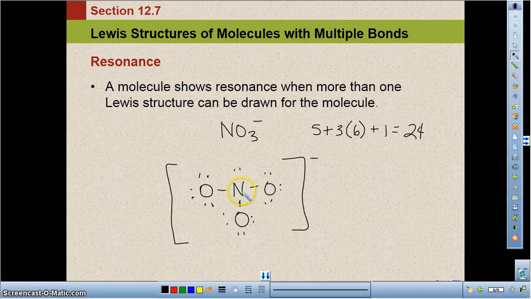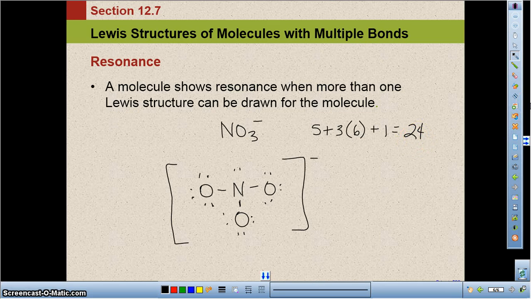Now that we know that the octet rule has been met for each element in the ionic species, we're going to count total electrons. So let's start here with 2, 4, 6, 8, 10, 12, 14, 16, 18, 20, 22, 24, 26. So we have 26 electrons, and we're supposed to have 24 electrons. That's the first indication that we probably need to put in place a double bond.